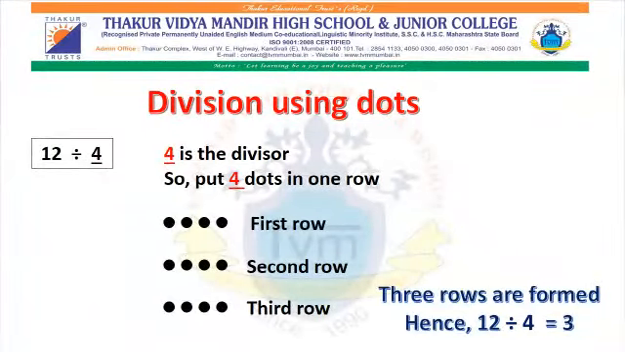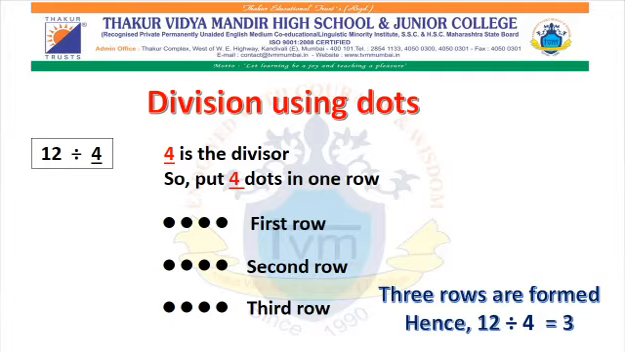Here we have another sum of the same type using the dots. Divide the sum using the dots. The sum is 12 divided by 4. Now, as I explained first, whatever the digit is given in the divisor, that many dots we have to put in one row. Here 4 is the divisor, correct? So, put 4 dots in one row.